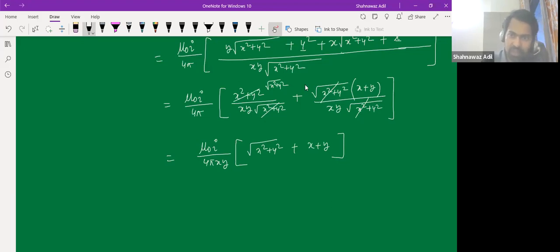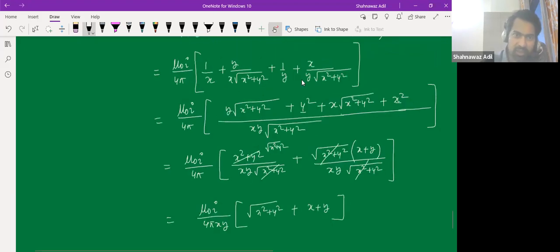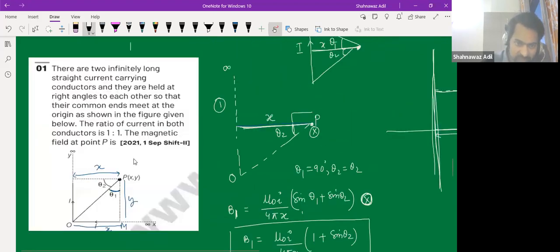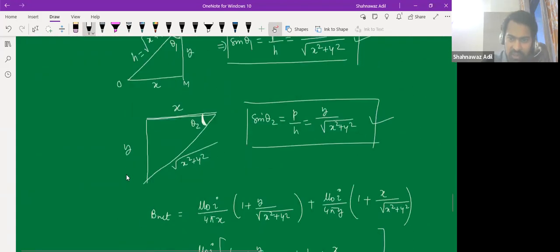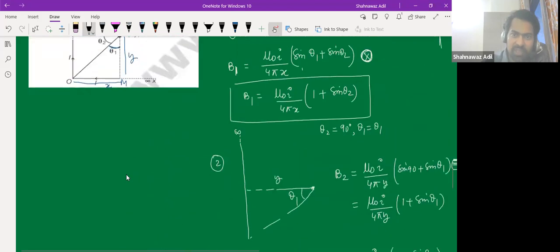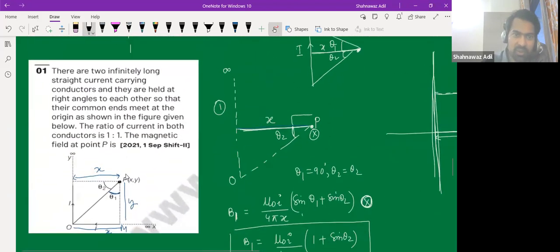Is this clear? Yes, sir. So what is the answer? I have not written the options. So that would be the correct one, right? You guys please note it down and then we'll do another question.